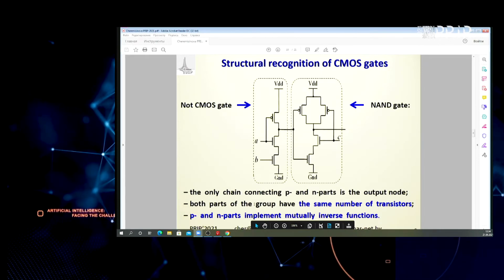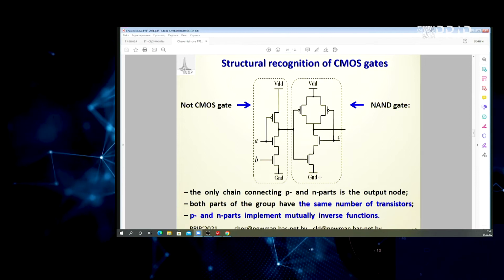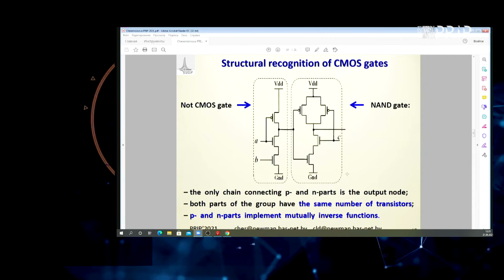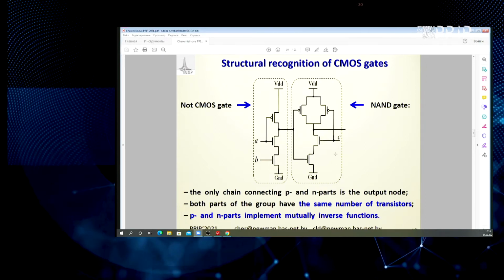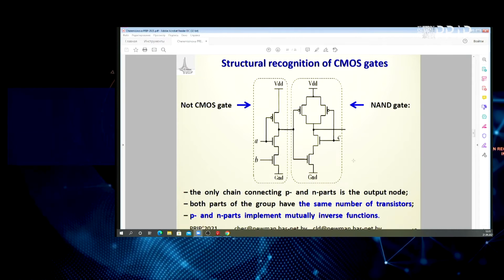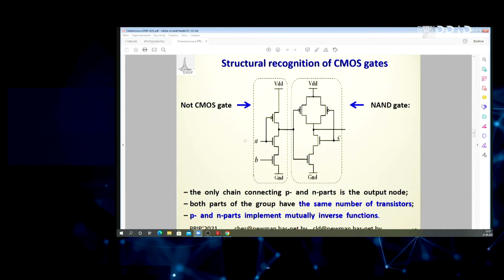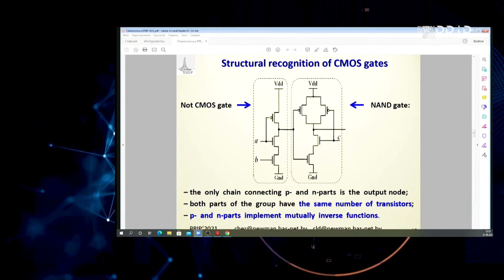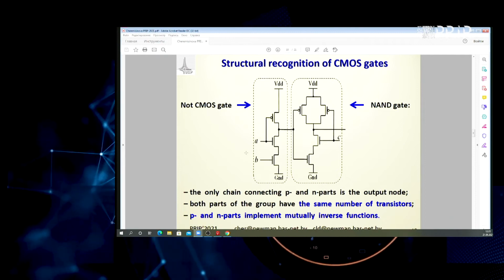Here a group of two channel-connected transistors is shown. The group of channel-connected transistors on the right is NAND transistors, and the one on the left is not CMOS transistors, because its blocks have different numbers of transistors.